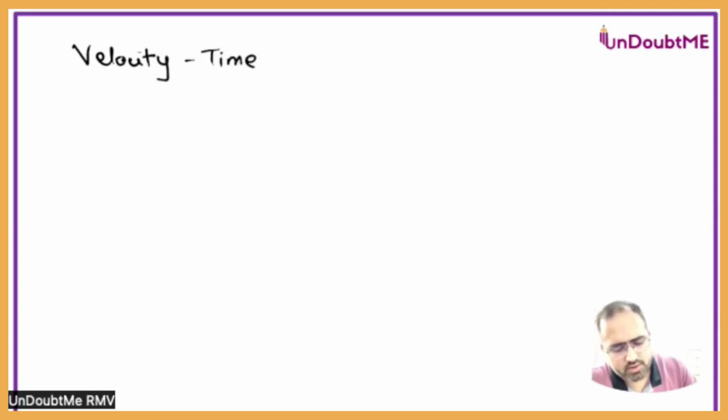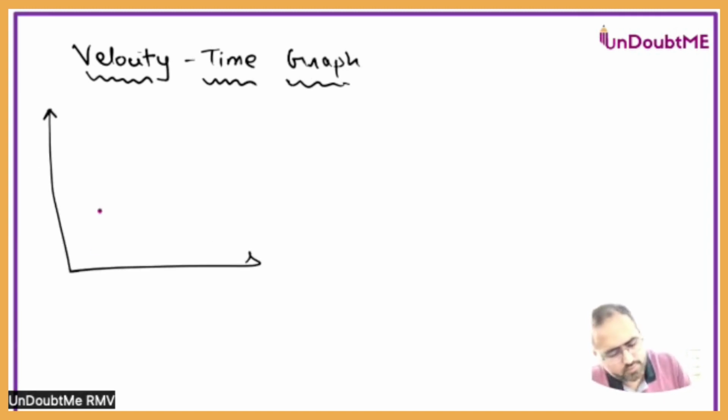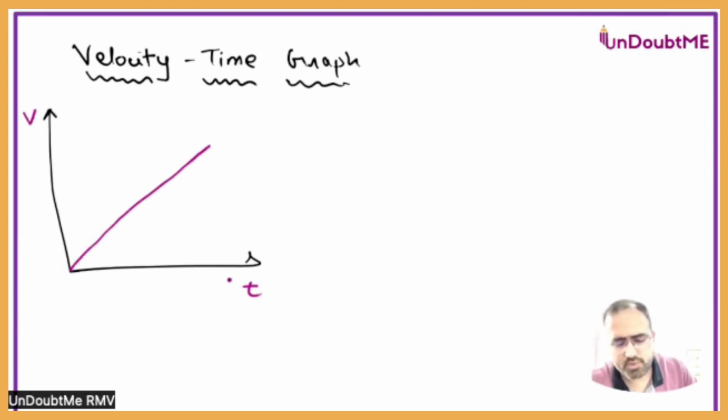Velocity time graphs are the most important graphs as far as the exam is concerned. Here also there will be different cases. We will see a few graphs. So the first graph is if it is going like this. Okay, this is a velocity versus time graph.